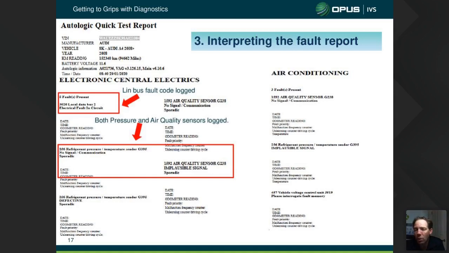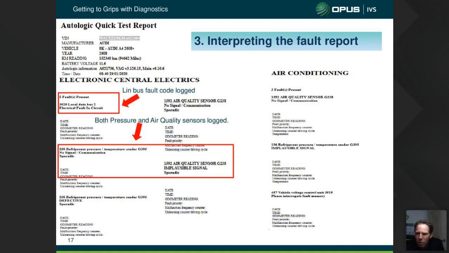Now, Rich has been kind enough to tell us that that's actually a LIN bus fault code, which is really interesting. There's also an air quality sensor code, no signal or a sporadic communication fault from our air quality sensor. And that would be our CO2 sensor in this vehicle. CO2 sensors aren't that popular on Australian-made cars, but German or European vehicles, they are, and they've been around for a long time.